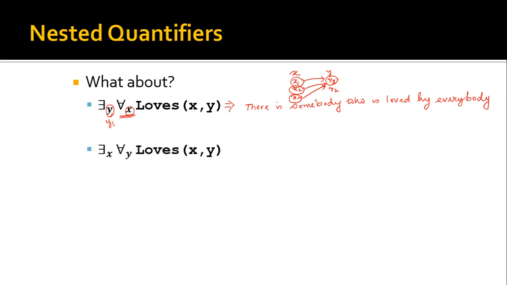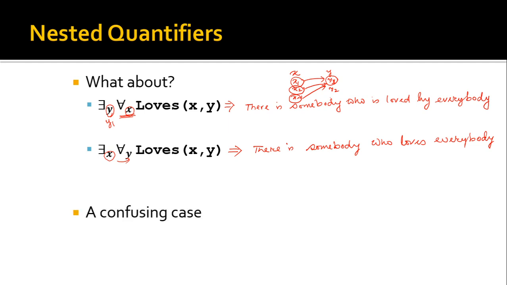What about this? This says there exists x for all y loves(x, y). You can tell what the corresponding English sentence should be. There is somebody, which is x, who loves everybody.